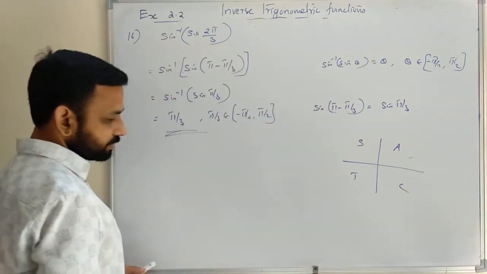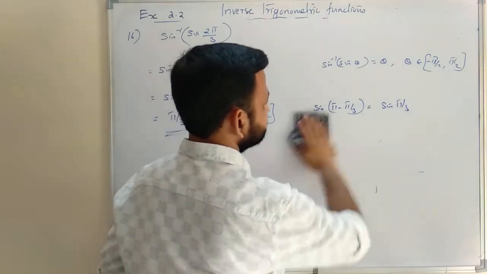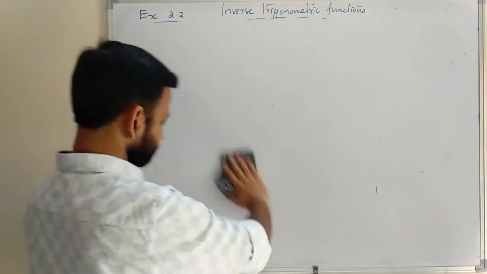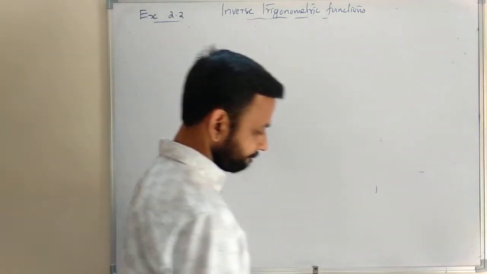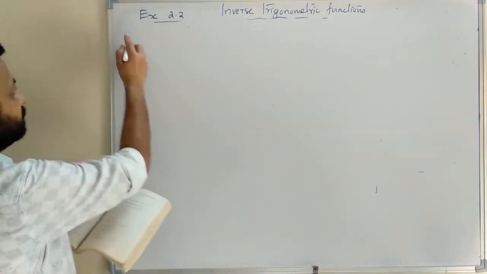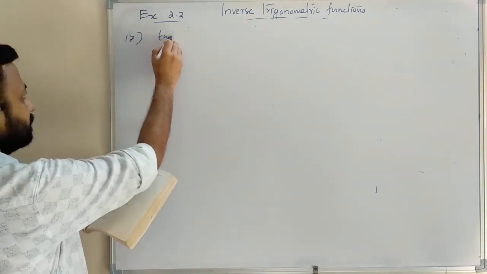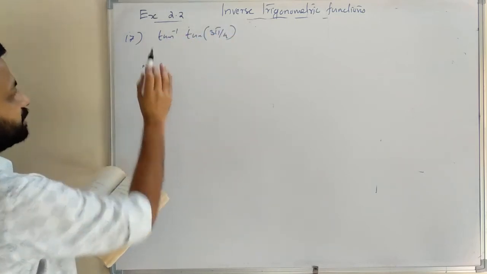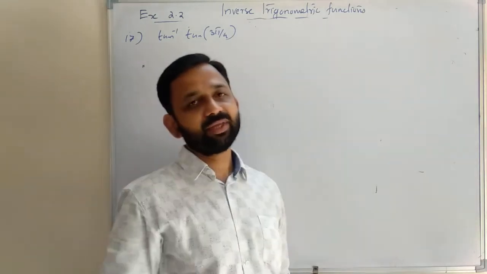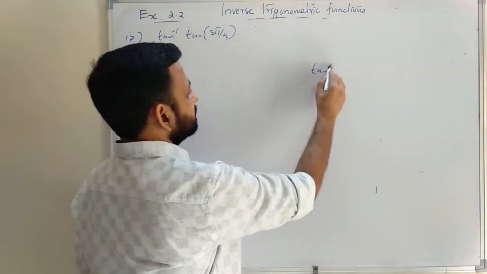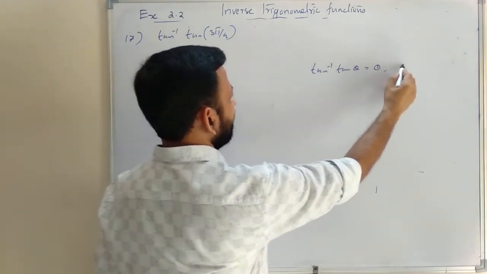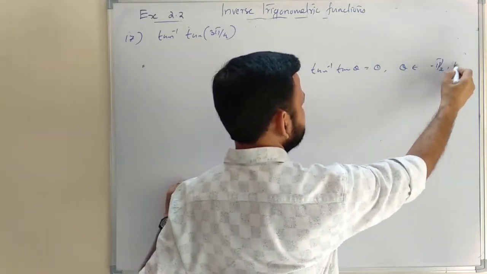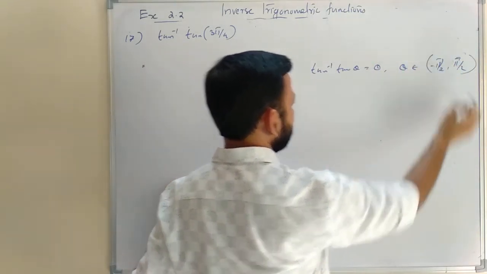Now we will do question number 78. Tan inverse tan 3π/4 is equal to what? Here also we have the same problem. Tan inverse tan θ is equal to θ if θ belongs to the principal value branch, that is −π/2 to π/2, open interval.